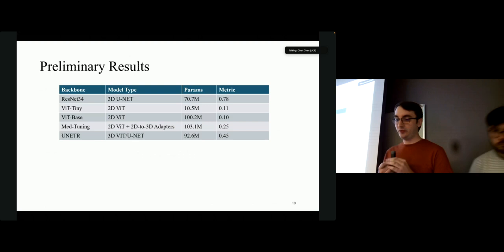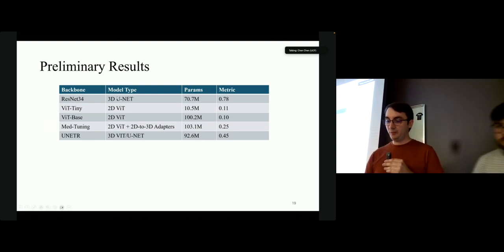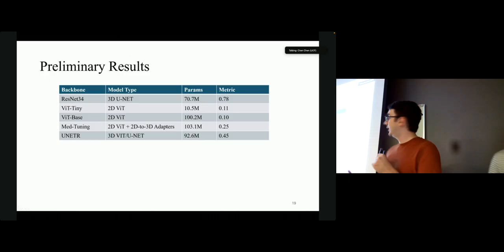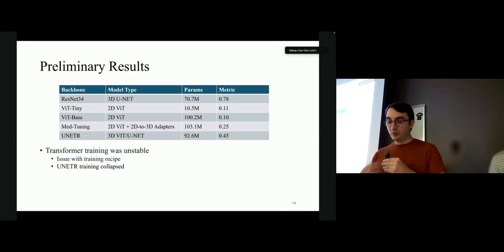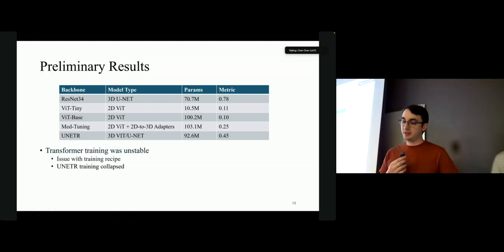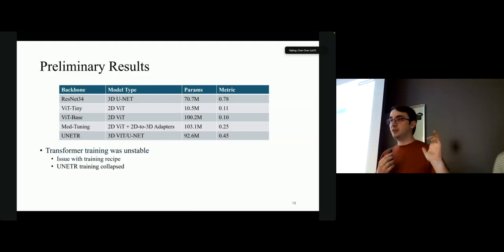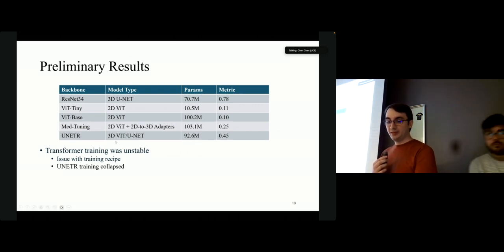So our preliminary results: the first result is on the baseline method that we're replicating. As soon as we try to convert this into a 2D transformer architecture, we aren't really able to get successful training, and we note that the transformer training is unstable. The provided training recipe for this UNet has a lot of details and fine-tuning to get the best score for the Kaggle competition, but a lot of these don't transfer to transformer training. And even when we use a 3D ViT network with the UNet, this training also collapses, but it does at least train some.